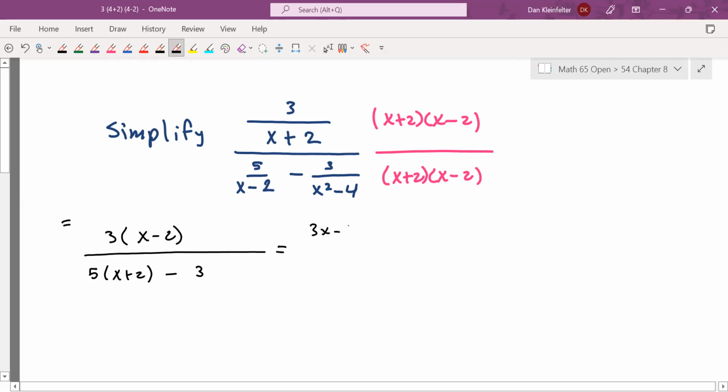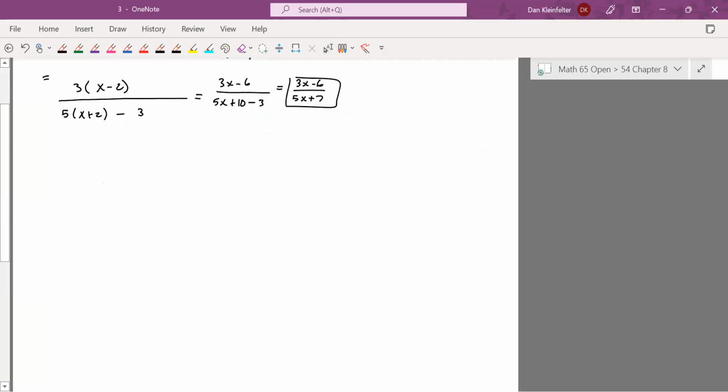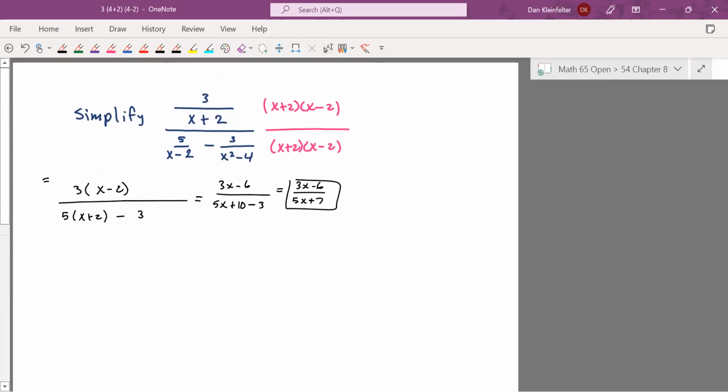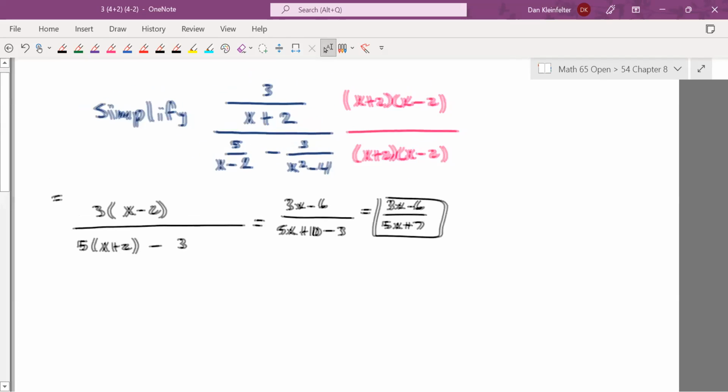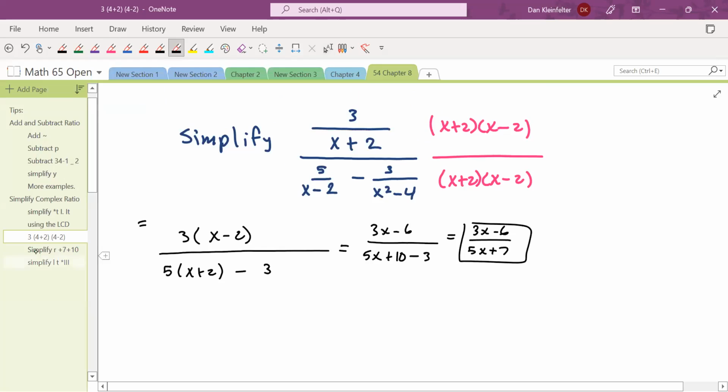Doing it this way is kind of satisfying because you get to see all the fractions go away all at once, but whichever you like. Okay, so this cleans up really nicely. We get 3x minus 6 over 5x plus 7 in the end. Okay. All right. We have more examples to do.